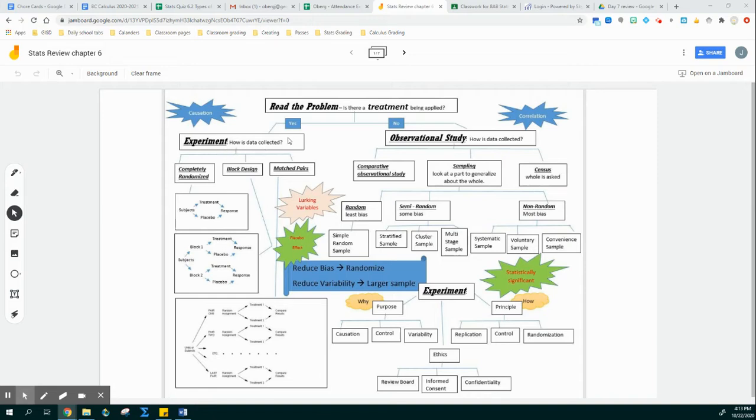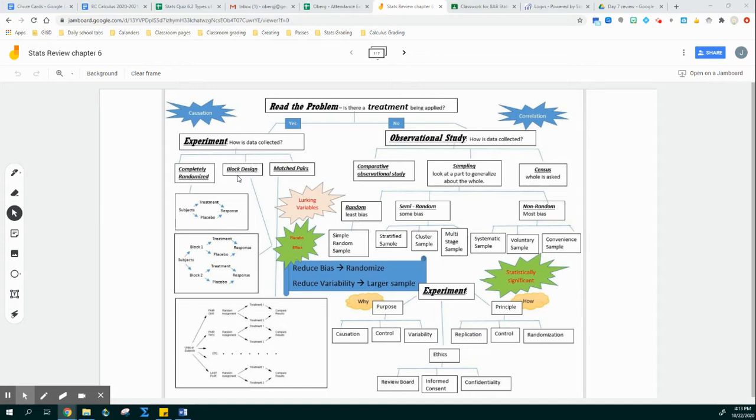How is data collected in an experiment? Is it a completely randomized design? You can see the little line right here: the subjects are directly split into the treatment and the placebo. There can be more than one treatment. The subjects are just directly split into those treatments and the placebo or the control group, and then we compare the response.